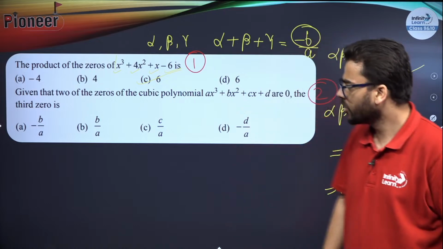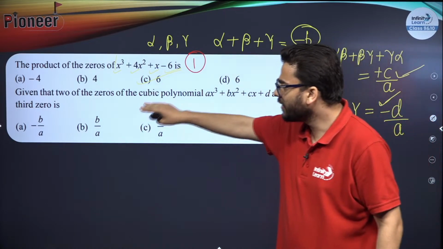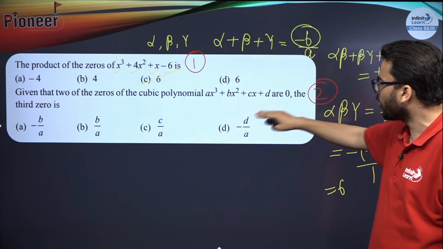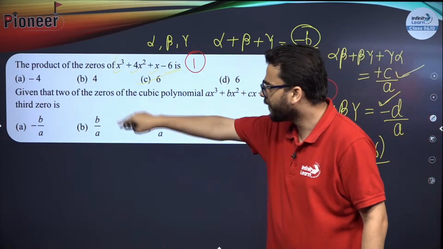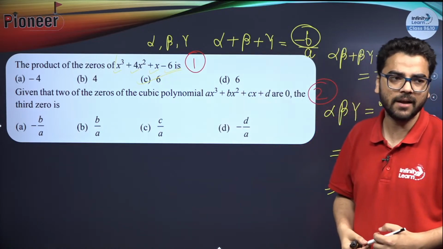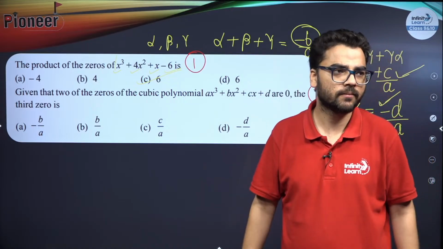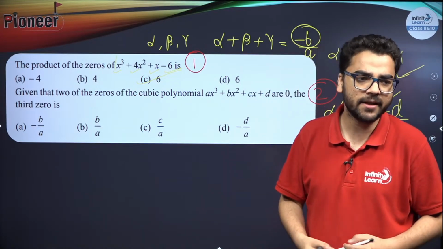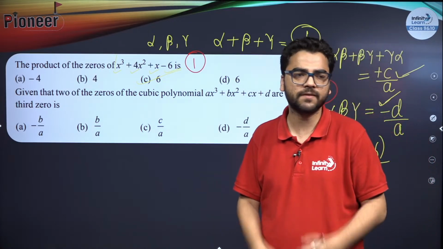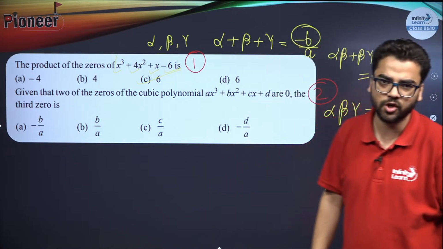Now what about the next question? Given that two zeros of the cubic polynomial are 0, can you find the third zero? Tell me. This I had explained in the first few minutes of this class. Okay, that is clear.